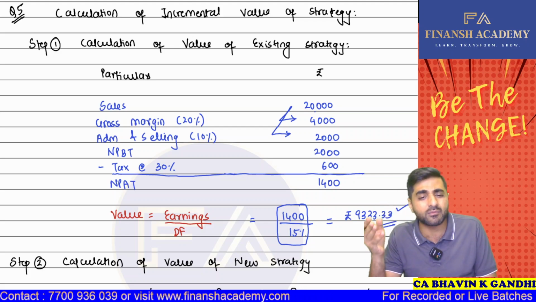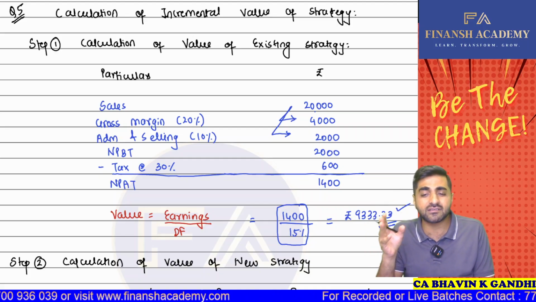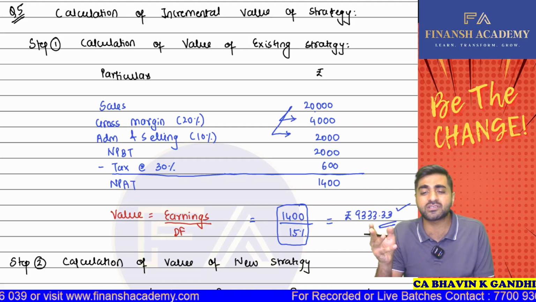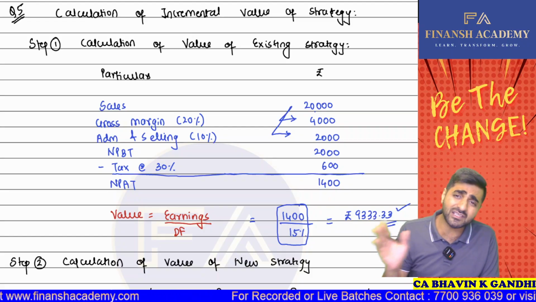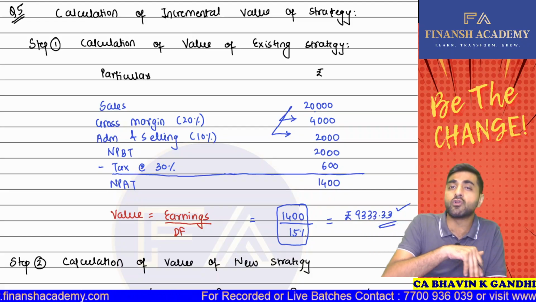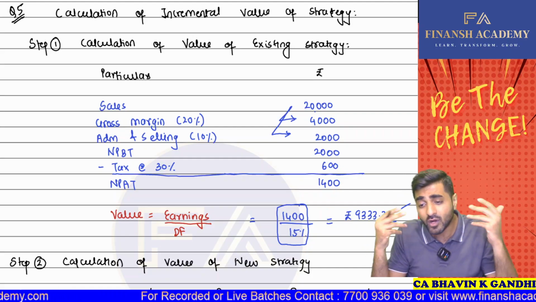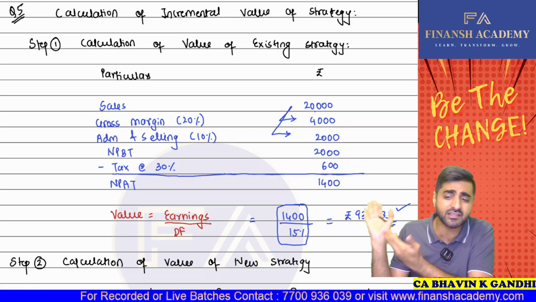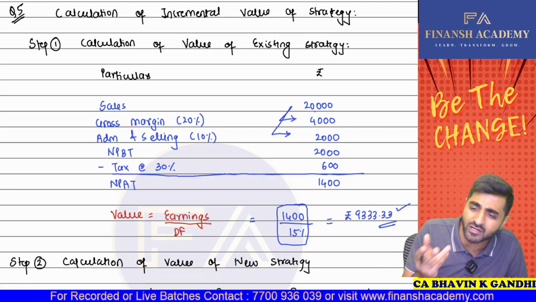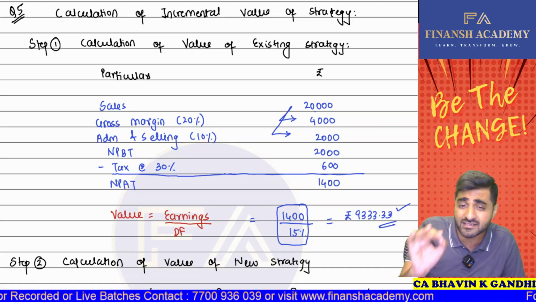This is very easy to calculate because we have sales, we have GP margin, we have administrative expenses. They have also told you NPBT, which is 10% of the sales. We subtract tax from it, we'll be getting NPAT, and because if we don't adopt the new strategies, this NPAT is going to be constant till perpetuity, we simply take this NPAT and capitalize that by 15%. We'll be getting the value, which is 9,333.33. So that is the value of the existing strategy.